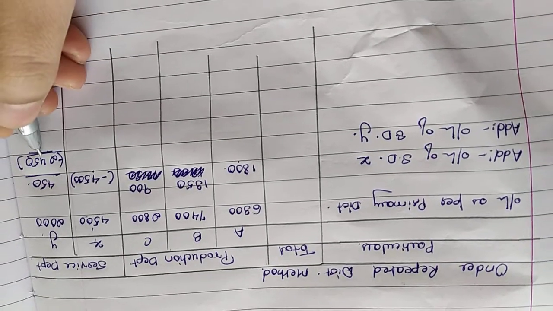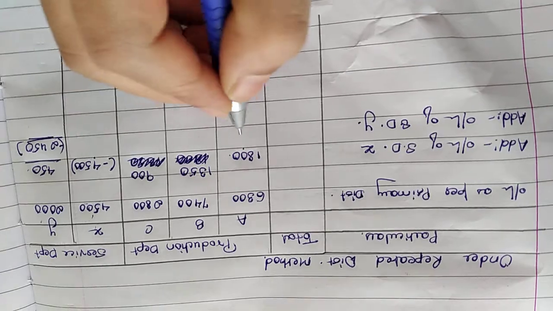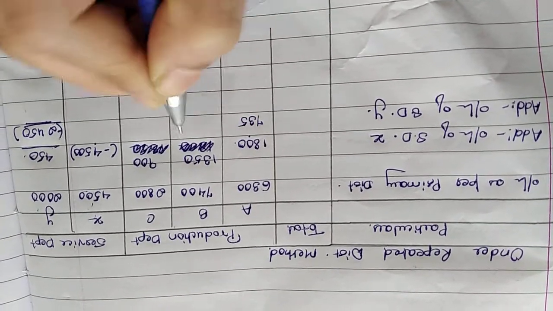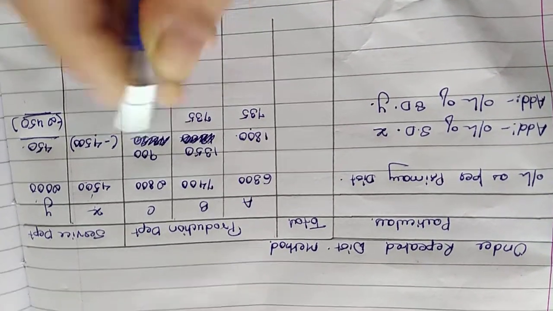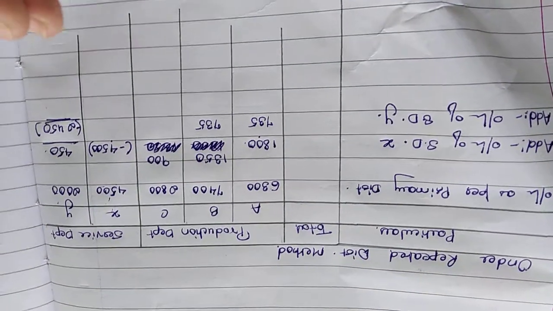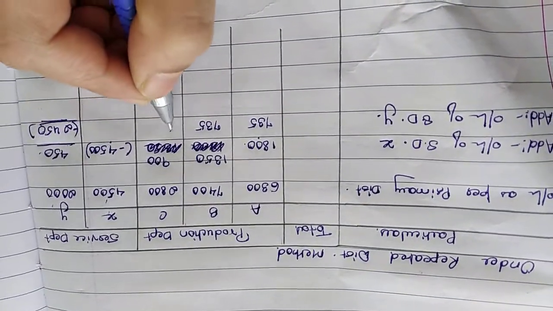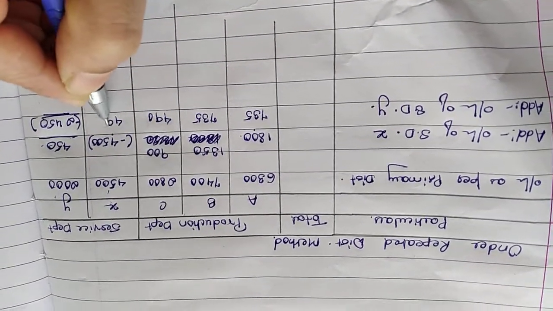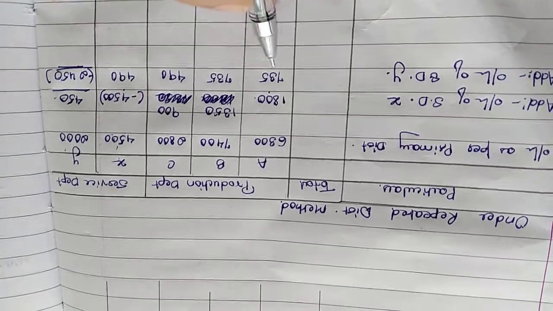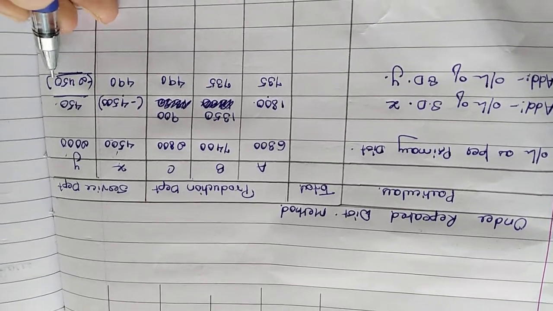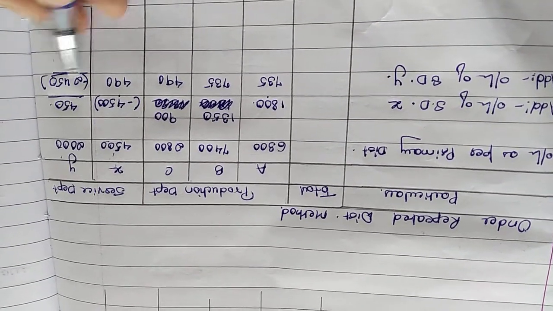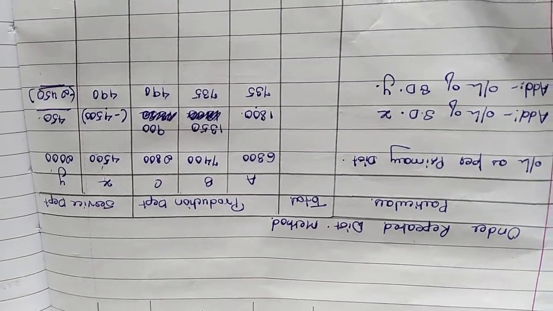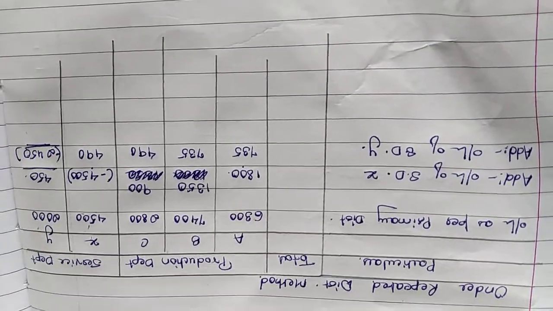So 30% of 2,450 comes to 735. Again 30%, so 735, and we have 20% as 490 and 490. After calculating and distributing the overheads of service department Y, these are the amounts that I get. Now we are supposed to repeat the same thing.